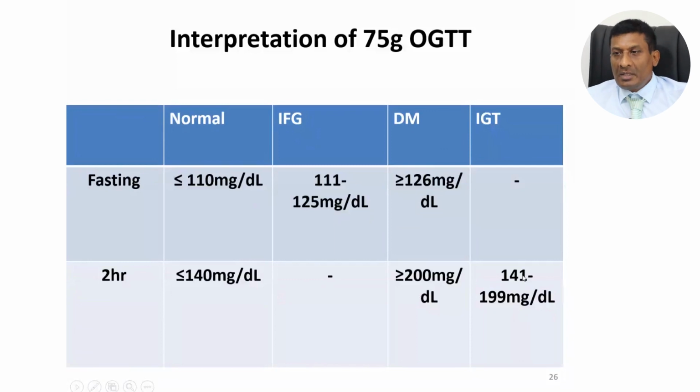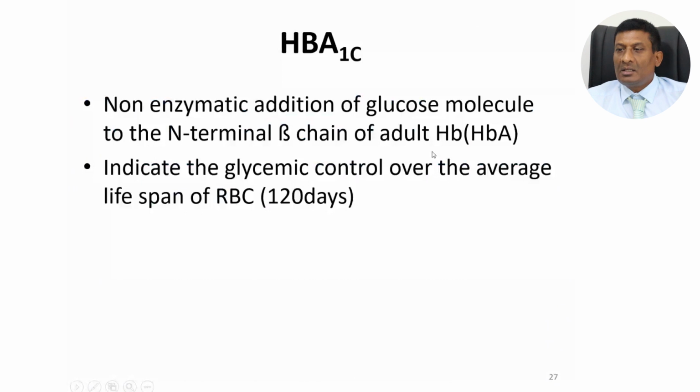I mentioned about HbA1c on several occasions so far in this presentation. So let's see what this HbA1c is. It is non-enzymatic addition of glucose molecule to the N-terminal beta chain of adult hemoglobin, or HbA, and it indicates the glycemic control over the average lifespan of a red cell, which is around 120 days. So your HbA1c is going to tell you the glycemic control of your patient for the last 120 days.